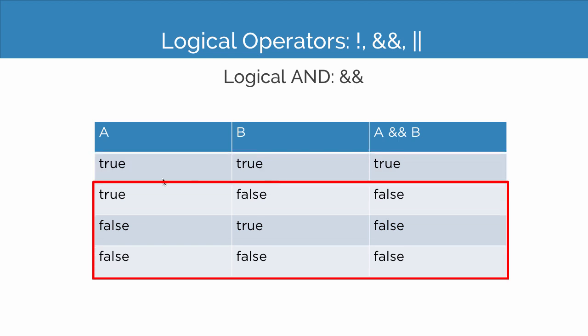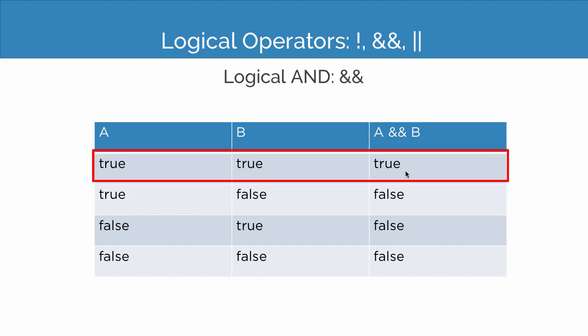Now, if any of the values of a and b is false, suppose here I have true and false, false and true, and then both false, then in that case a and b is always false. So in order to make a and b true, the values on both sides, that is a and b, must be true.